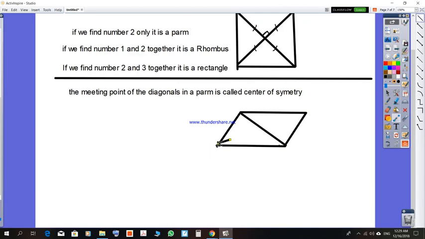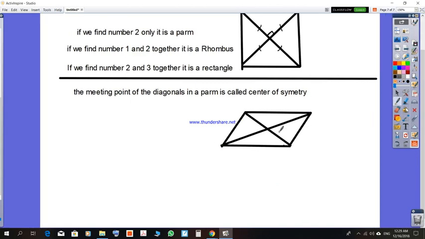This point, the meeting point, the intersection point between the diagonals, is called the center of symmetry.